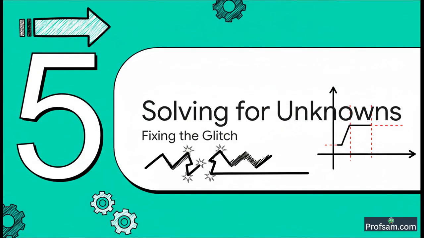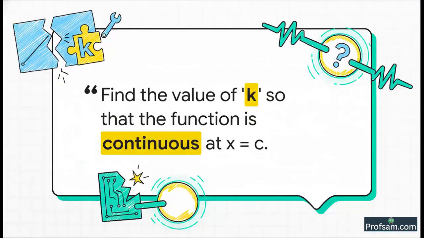All right, for our last section, we're going to take it to the next level. Instead of just finding glitches, we're actually going to learn how to fix them. I can almost guarantee you'll see questions that look exactly like this in your exam. They give you a function with a missing piece, usually some constant called k, and they ask you to find the value of k that makes the function continuous. They're basically asking you to fix the glitch.